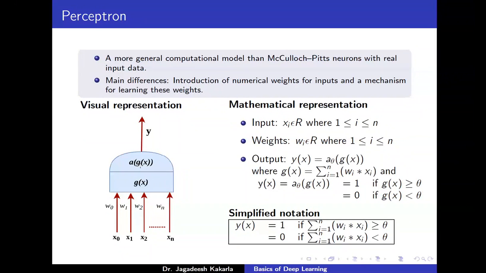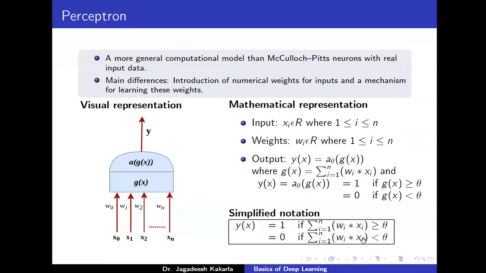So what is the input here? x0, x1, x2, up to xn is the input, and the output is again y. Now what we will do here is the aggregation. We take the weight into xi, from i equal to 1 to n, because the first one we will call the bias. So the sum of wi into xi, from i equal to 1 to n, if it is greater than or equal to a particular threshold, then the output will be 1. The output being 1 means the neuron has fired.